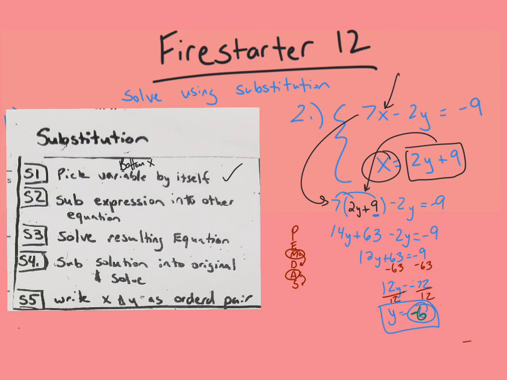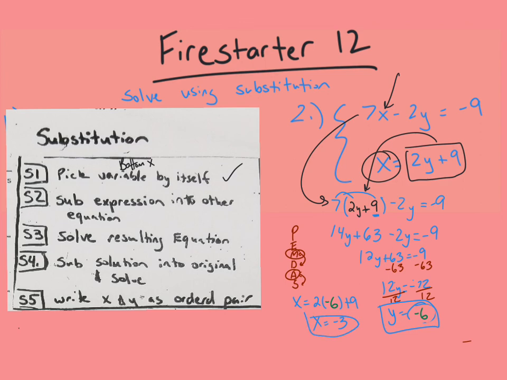So I'm going to have x equals 2 instead of y, I'm going to put negative 6. Now it's just simplifying. This one's actually really easy. 2 times negative 6 is negative 12. Negative 12 plus 9 is negative 3.